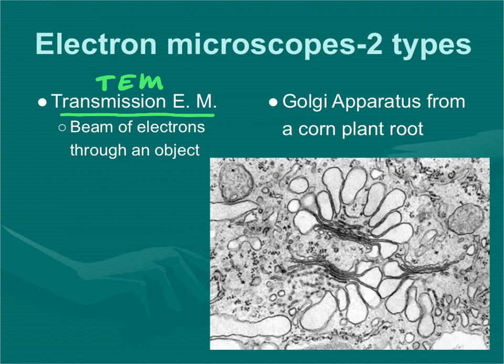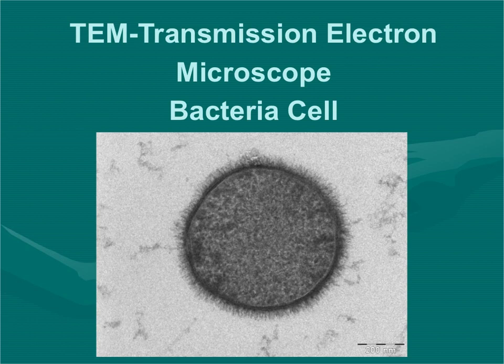They shoot a beam of electrons through an object. So they allow you to see great detail on the inside of a cell or something like that. In this image, this is a picture of the Golgi apparatus, one of the organelles in a plant, and it comes from a corn root. So within one cell in the corn, you can see this kind of lumpy, wiggly structure here. That's the Golgi apparatus. In this transmission electron microscope image, you can see what a bacterial cell looks like. They are a lot simpler than eukaryotic cells because they're prokaryotes.